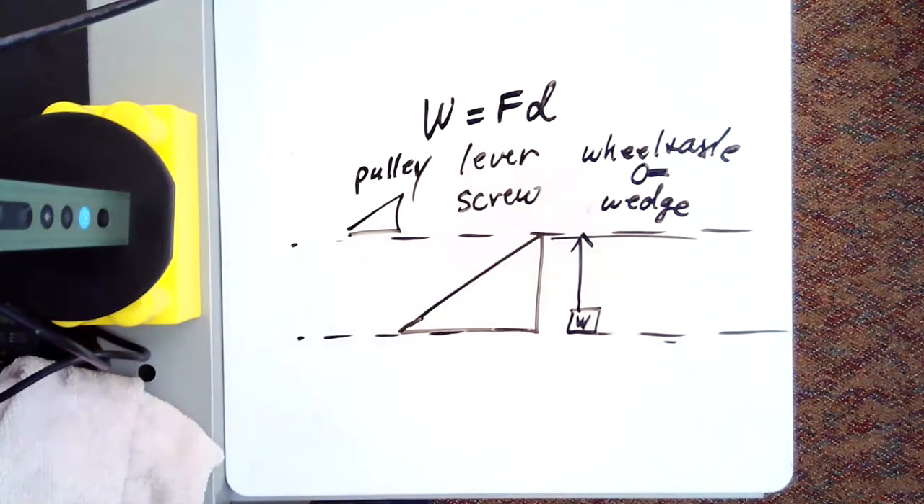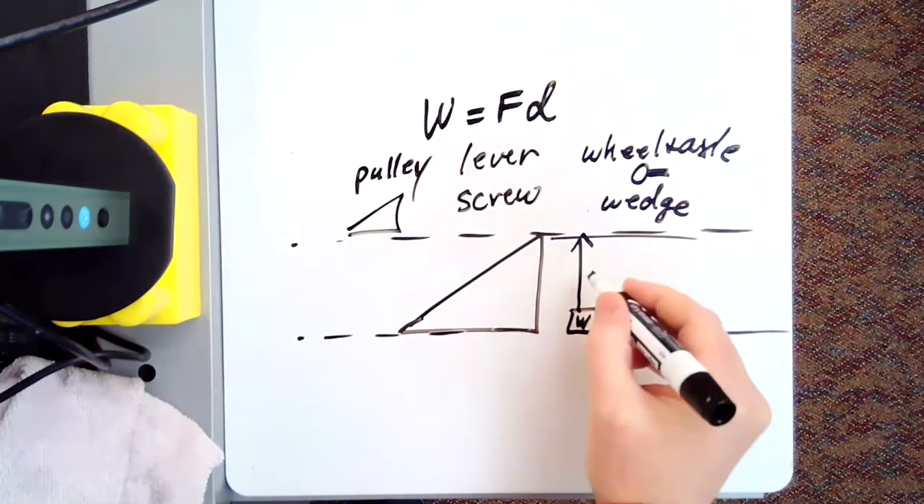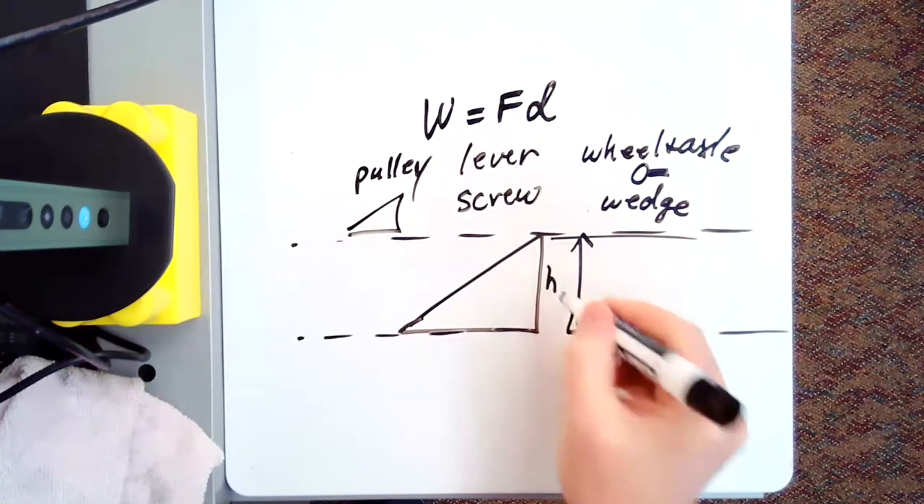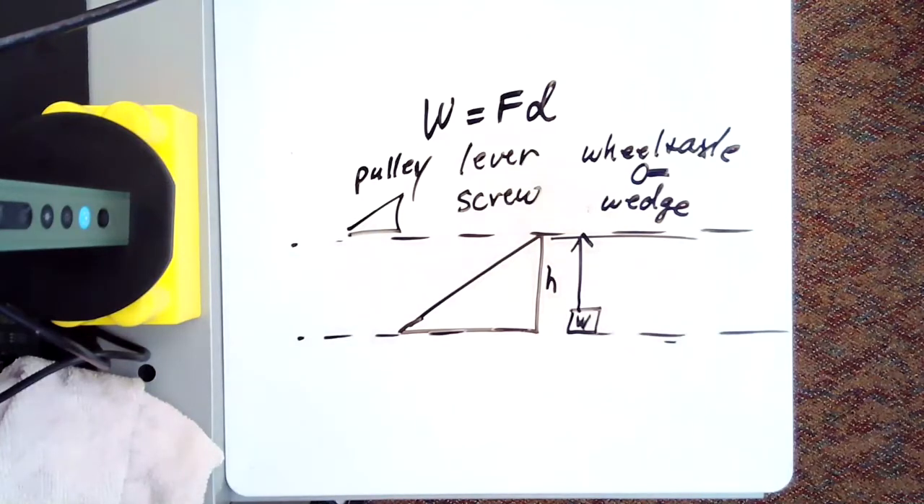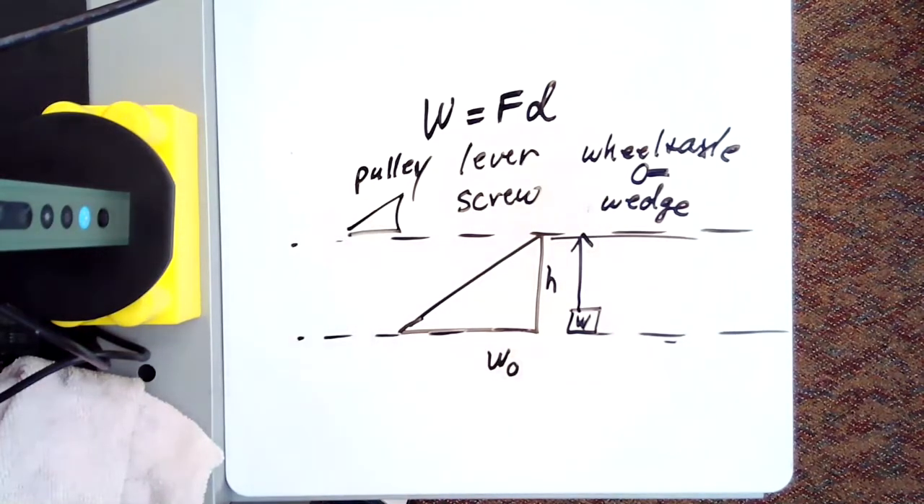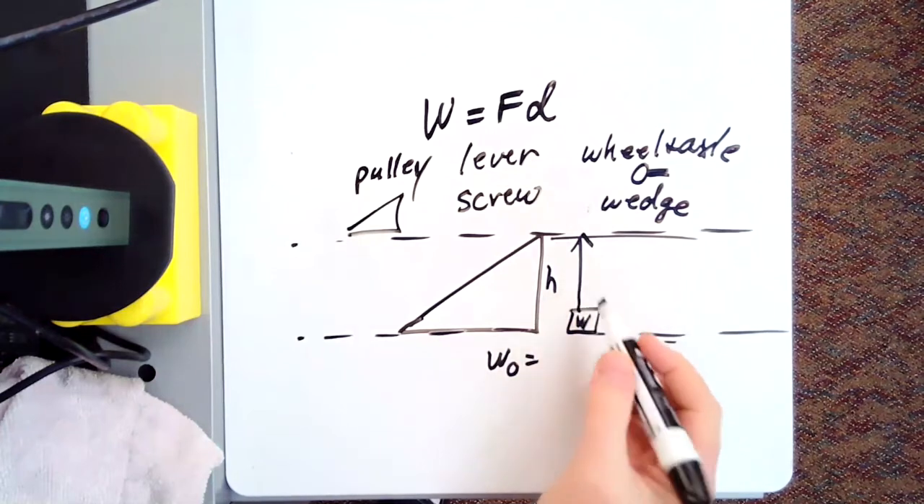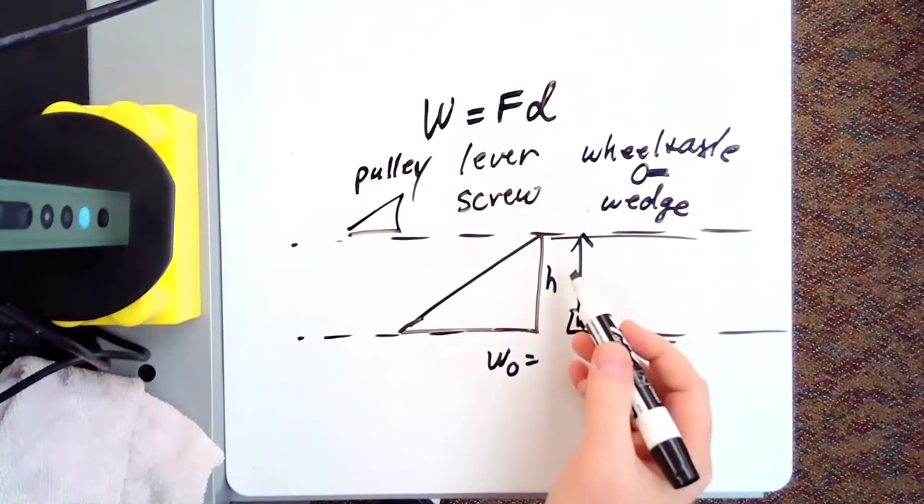I'd have to actually lift it, counteracting that weight, and I would lift it this distance. So it'd be the height. Okay, that is the work that needs to be accomplished. So we're going to call that the work output. That's what needs to get accomplished. And that might be how I'm going to do it. So I would take the weight times the height, the force times the distance.